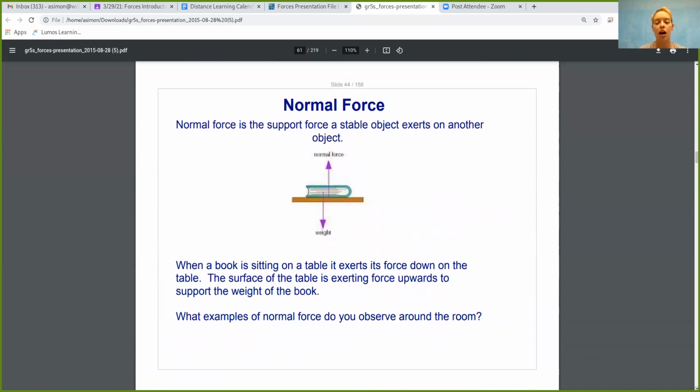The last type of contact force we're going to talk about today is something we call normal force. Okay, normal force is the support force a stable object exerts on another object. So go ahead and put this down. Normal force. Normal force is the support force a stable object exerts on another object.